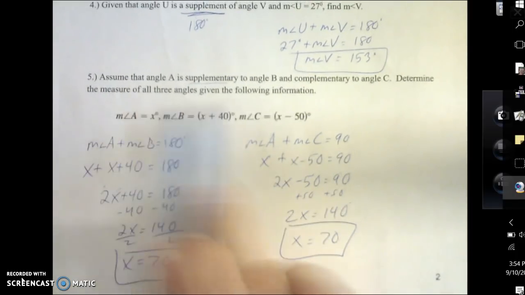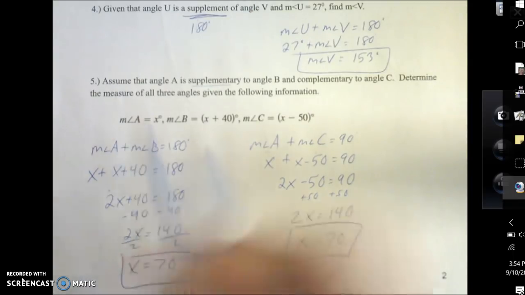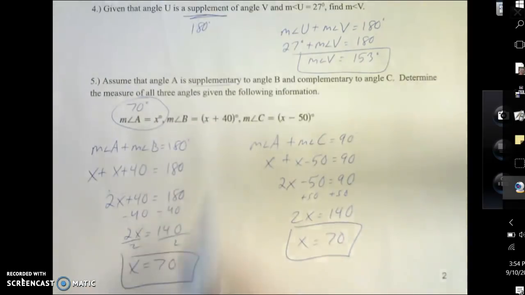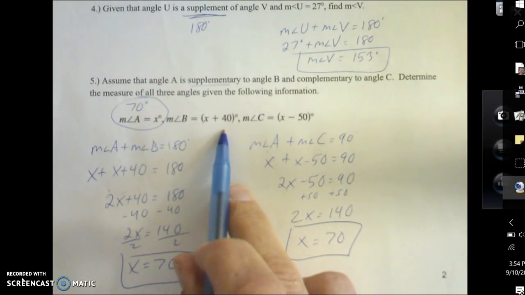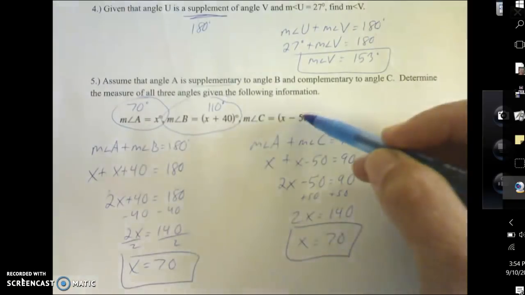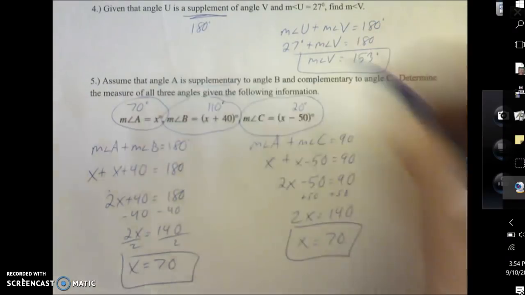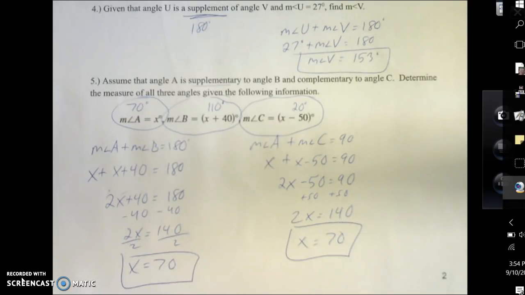It asks us to find the measure of all three angles then. Take the 70, plug it back in. So the measure of angle A is just 70 degrees. 70 plus 40, again, calculator work, 110 degrees. Okay, and then 70 minus 50, 20 degrees. We know we're good. Okay, so a lot thrown at you in this one.